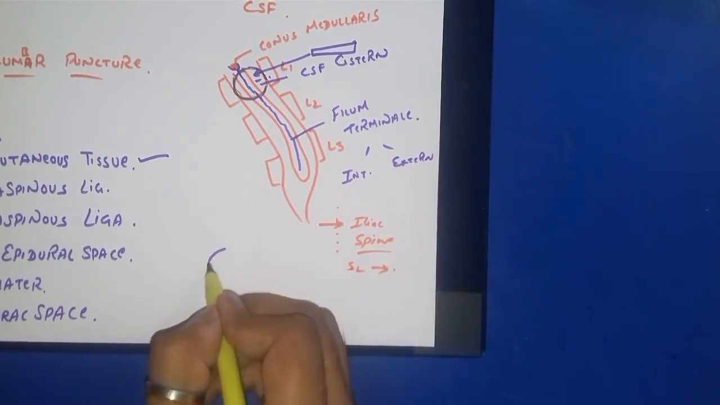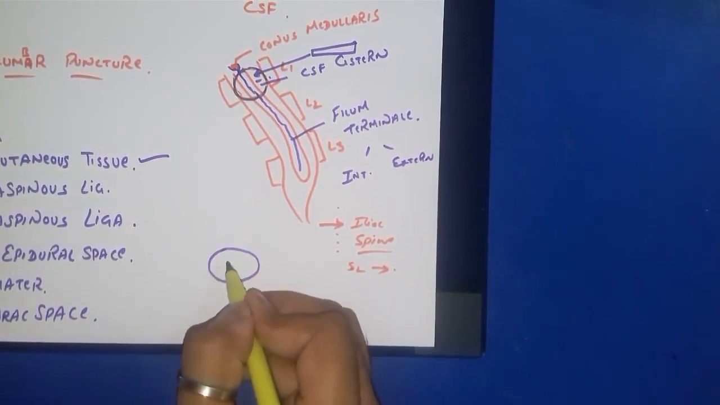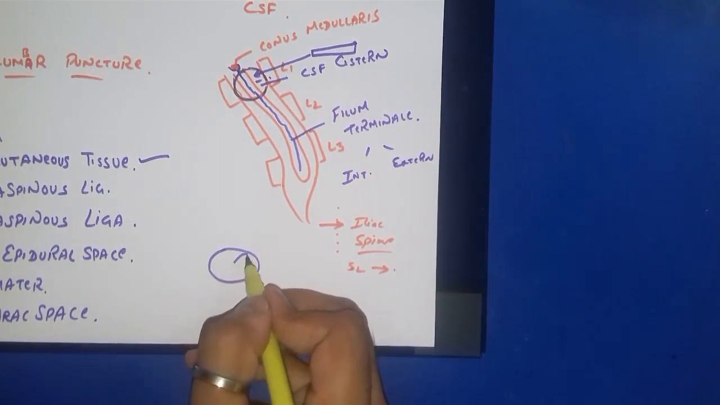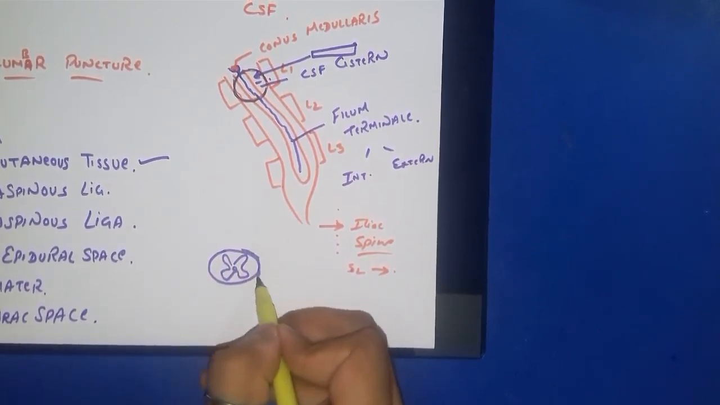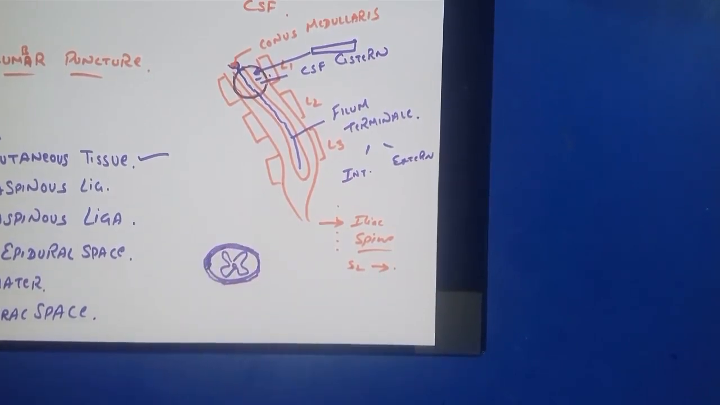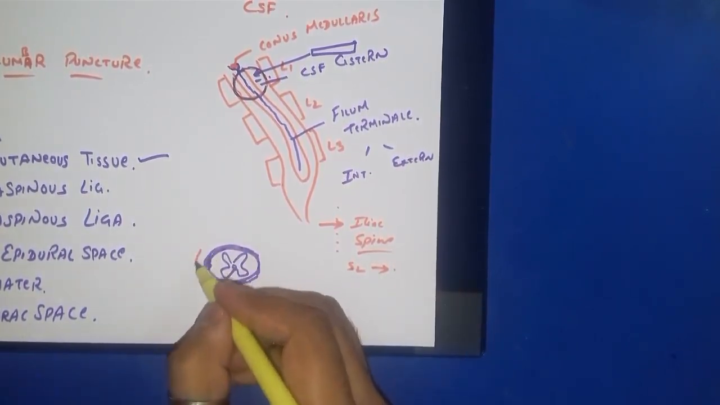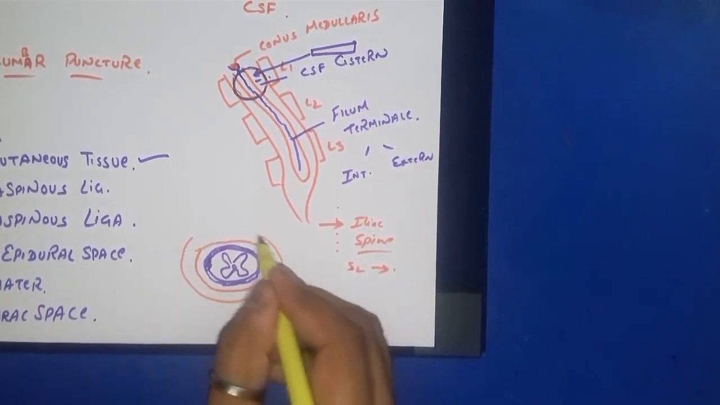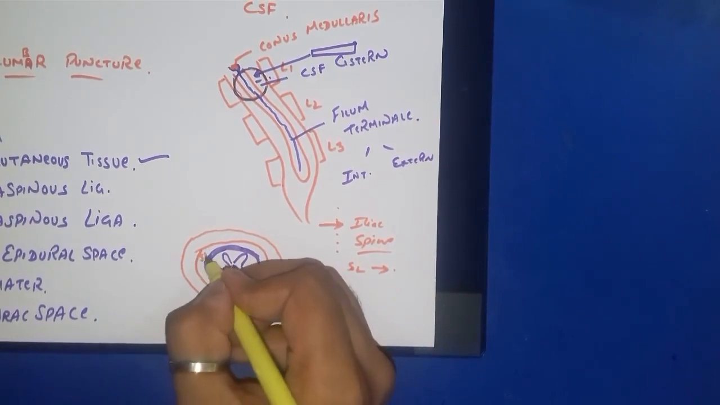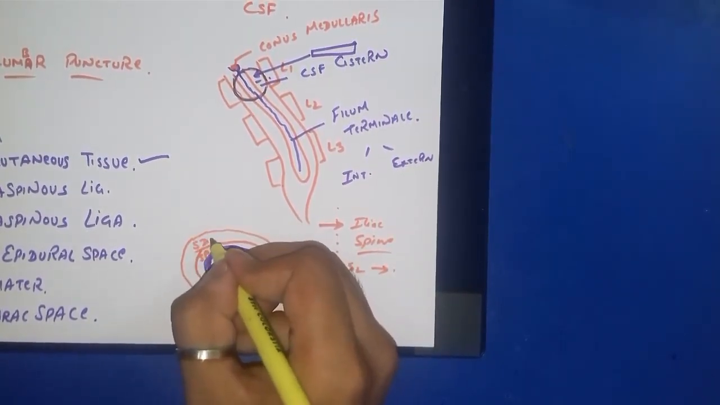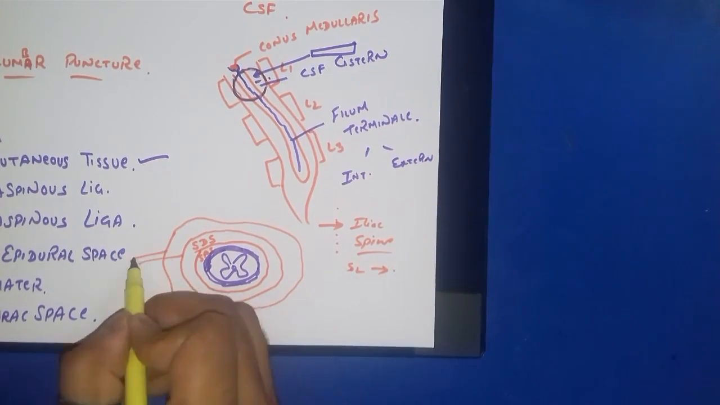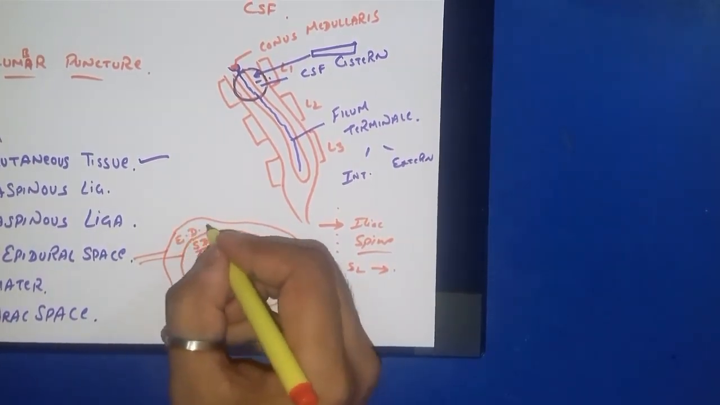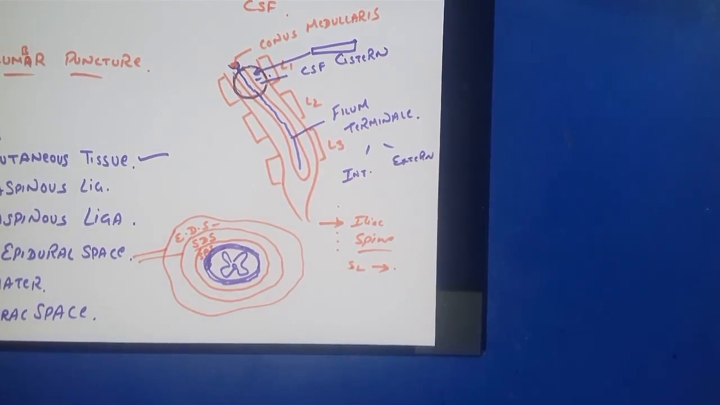So suppose this is your spinal cord, this is the pia mater, this is the arachnoid mater, this is the dura mater. Between pia mater and arachnoid mater is the subarachnoid space, then the subdural space. This is the vertebral column. So between the dura mater and the vertebral column, this portion is the epidural space, which contains loose areolar tissue.